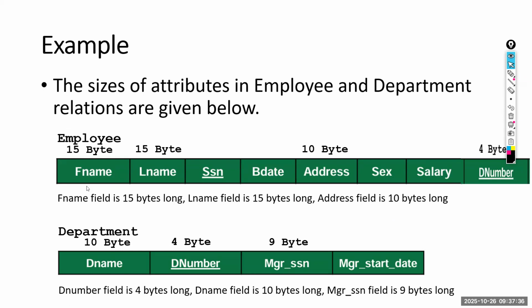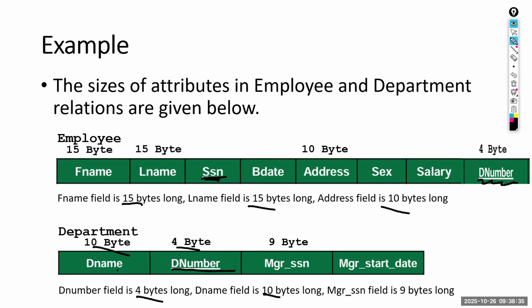They have also given you some sizes of the attributes. Some attributes, not all, the essential ones for the calculations. For example, in the employee table, first name is 15 bytes, last name 15 bytes, address 10 bytes, department number 4 bytes. SSN is the primary key, department number is a foreign key. In the department table, the field sizes are given, and obviously department number is the primary key. There is manager SSN and manager start date, maybe a recursive relationship. So this is the minimum required they have given: department number 4 bytes, department name 10 bytes, and manager SSN 9 bytes.